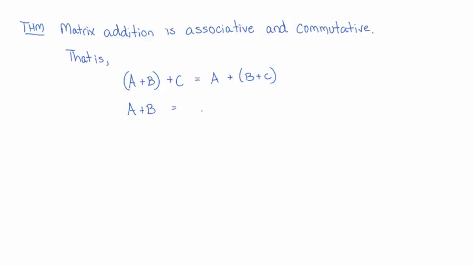You could add B to A. So that's where the associative and commutative properties come in. Now, sometimes it is actually useful to go backwards with this.